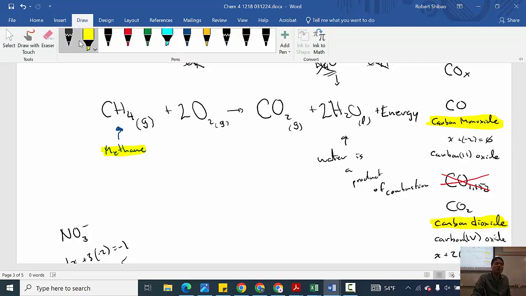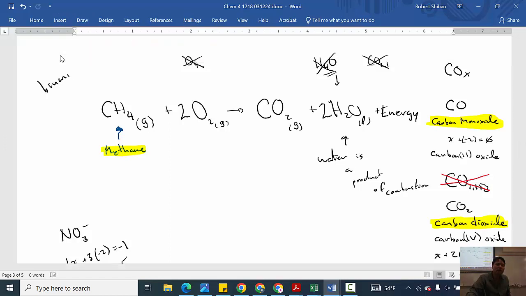Methane is what we call a binary molecular compound. And for binary molecular compounds, we have a set of rules. Now, these aren't laws. The difference between a law and a rule is rules can be broken much more frequently than you should be able to break laws. And so there are going to be a lot of exceptions to rules.